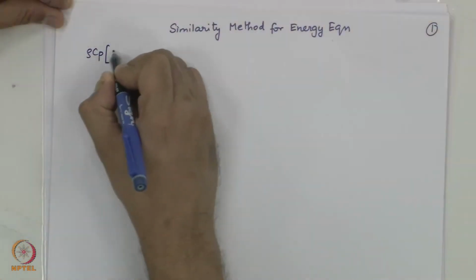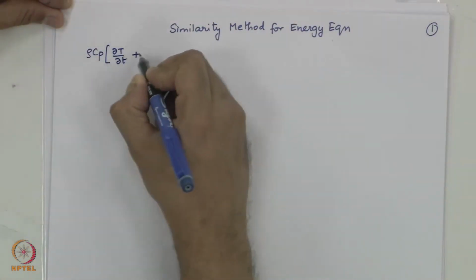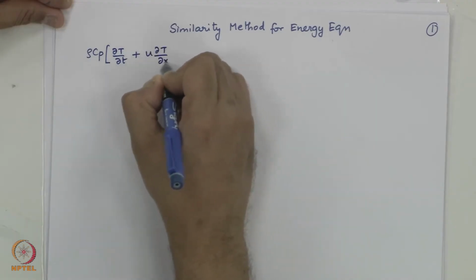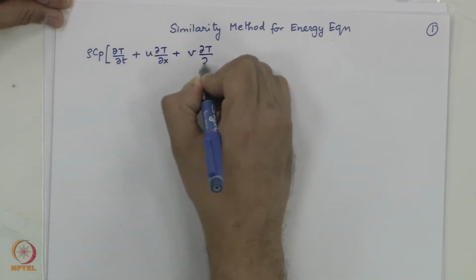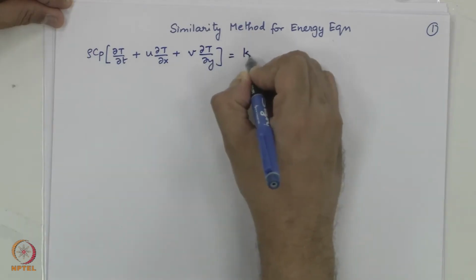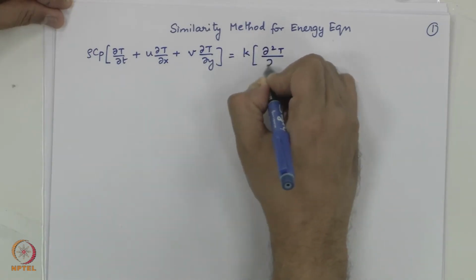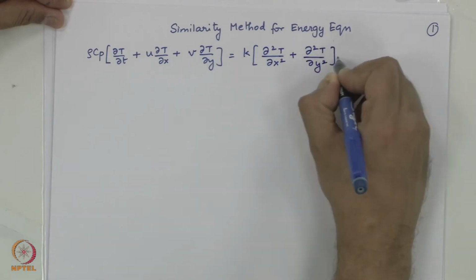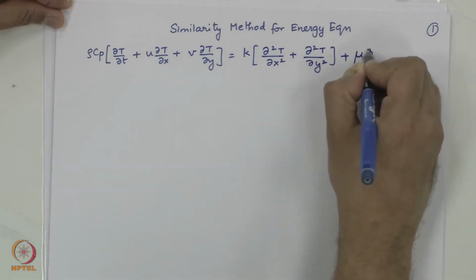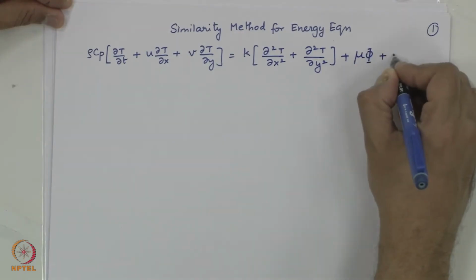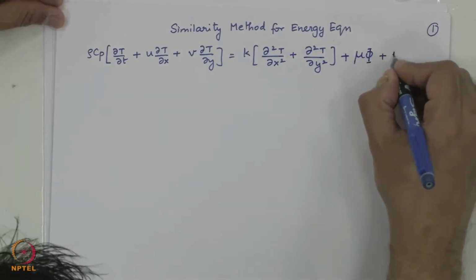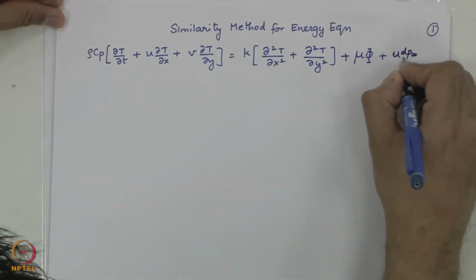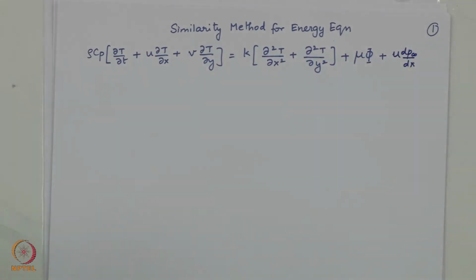So the energy equation for the boundary layer is given by rho Cp (dT/dt + u dT/dx + v dT/dy) is equal to k times (d²T/dx² + d²T/dy²) plus mu phi plus u into dp infinity by dx. So this was your simplified energy equation.